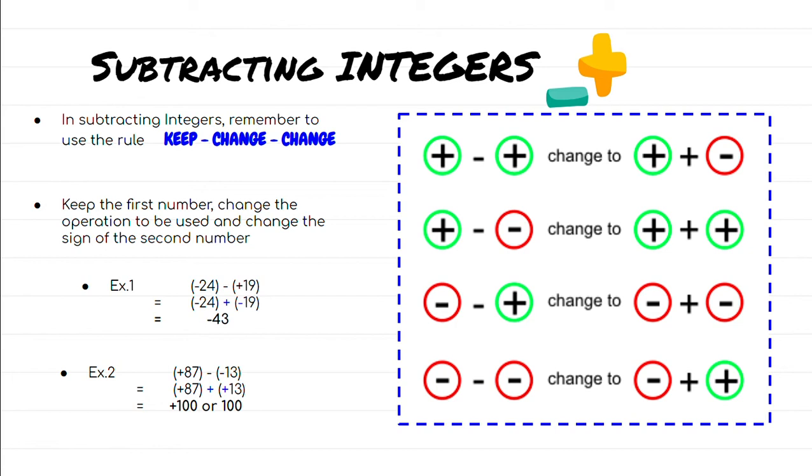Let's try another example. Positive 87 minus negative 13. We will once again use the keep change change rule. Keep positive 87, change subtraction to addition, and change negative 13 to positive 13. So positive 87 plus positive 13 equals positive 100.